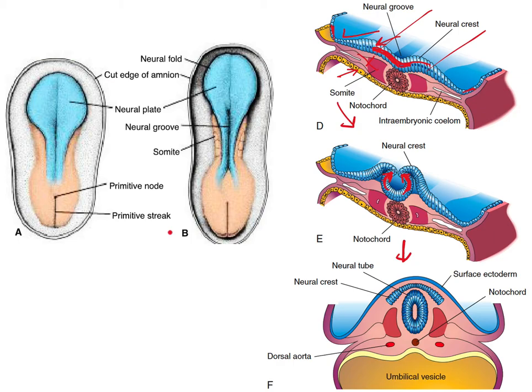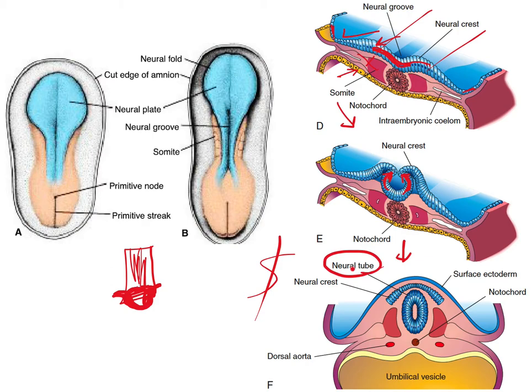So my friends, you started with the plate. There is a thickening of that plate. Then the edge of the plate starts to twist to form folds. These folds start to approximate each other until they close and form something called the neural tube. The neural tube is very important, and we'll talk more about it.